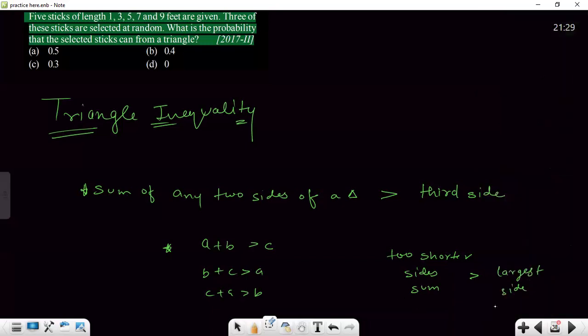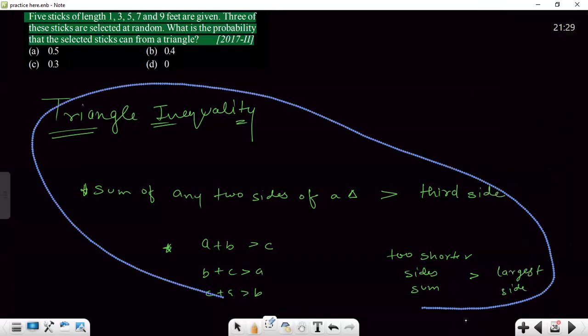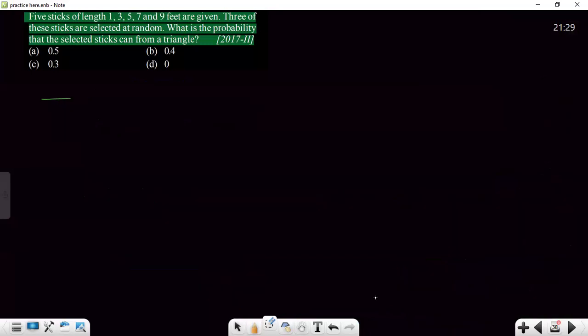Okay, so here, let's read the question then. The question says, there are 5 sticks of length 1, 3, 5, 7, and 9 feet. 3 of these sticks are selected at random. So there are 5 sticks, 3 sticks are selected. What is the probability that the selected sticks form a triangle?